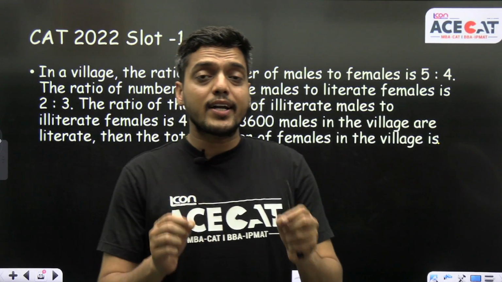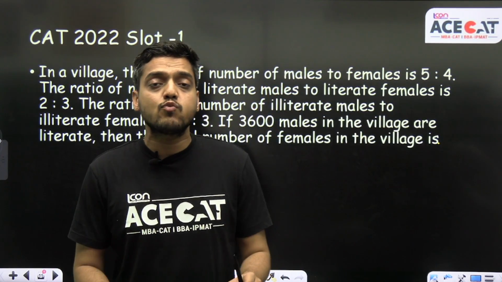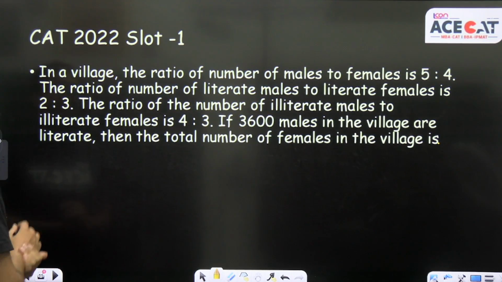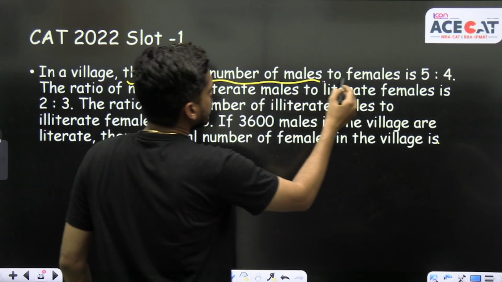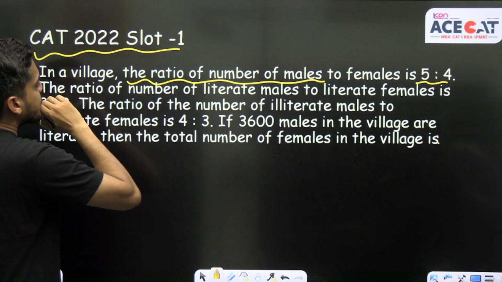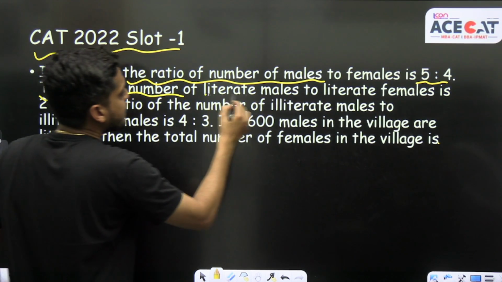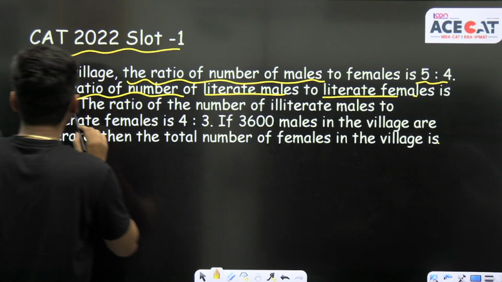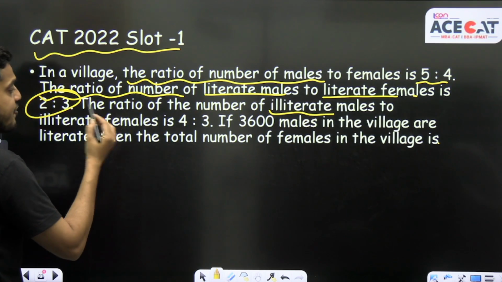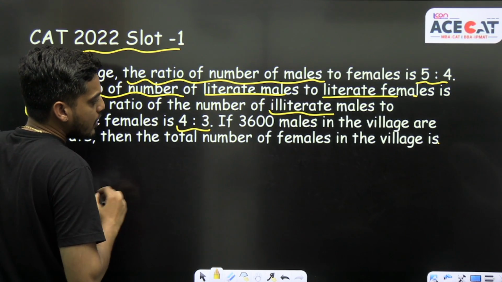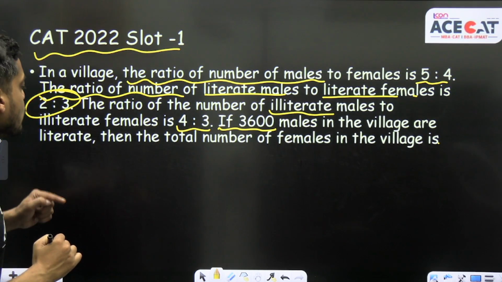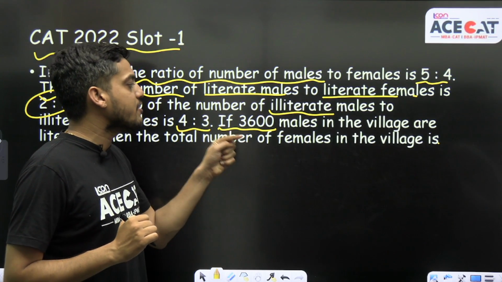So guys, to get the complete concept of this question, please watch this video completely. Let's read the question first. In a village, the ratio of number of males to females is 5:4. It is an actual question from CAT 2022. The ratio of number of literate males to literate females is 2:3. The ratio of the number of illiterate males to illiterate females is 4:3. If 3600 males in the village are literate, then what we need to find out is the total number of females in the village.